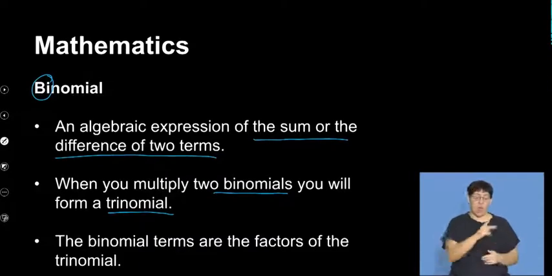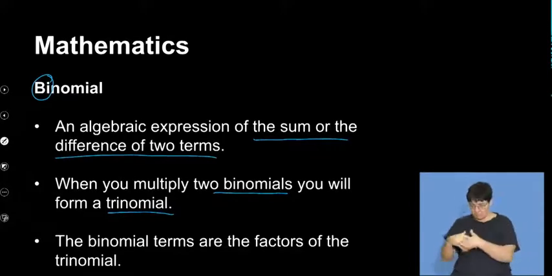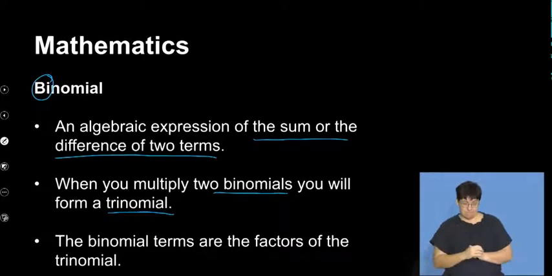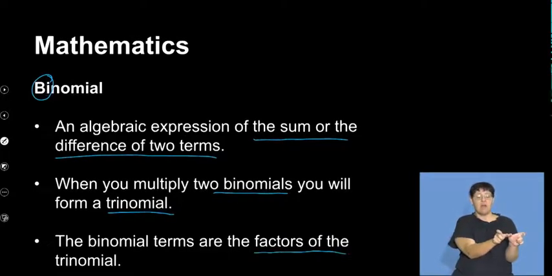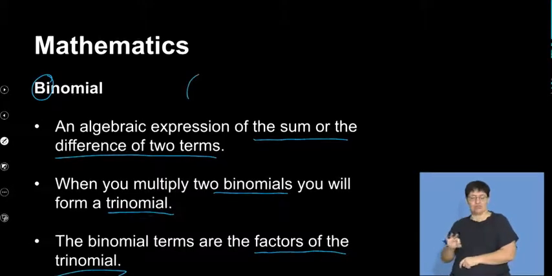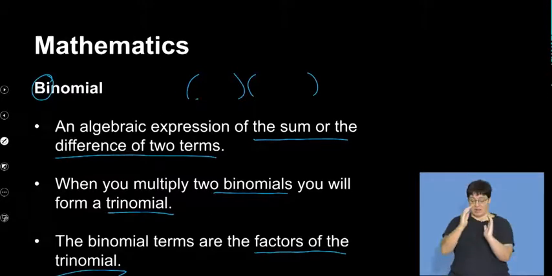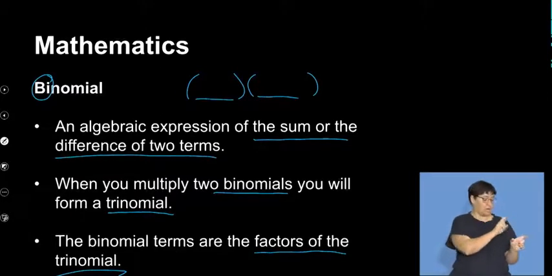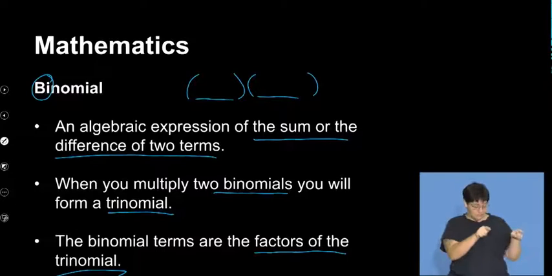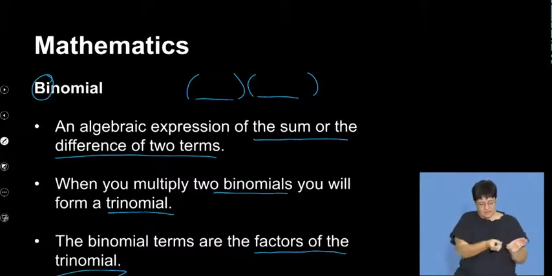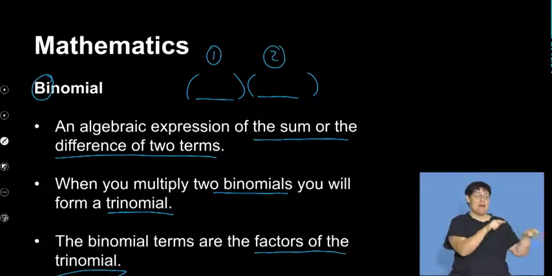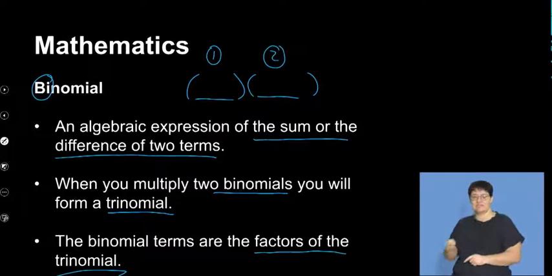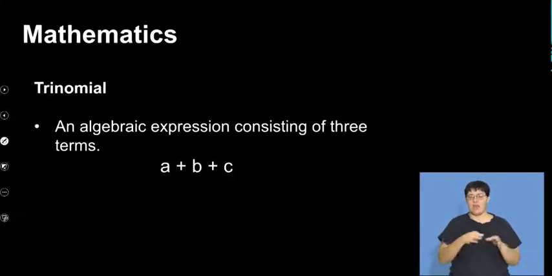That's why I said we first look at what a binomial is in order to make sense of what a trinomial is. The last thing about a binomial is these two binomial terms are the factors of the trinomial. So if I have two brackets like this, and there is a binomial and another binomial here, if I multiply them using the expanding rules, I get a trinomial. This first bracket and this second bracket, we then call them the factors of that particular trinomial that we will get if we were to expand that.